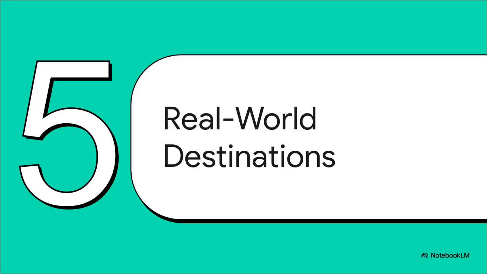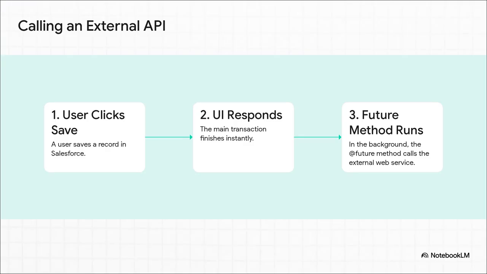Okay, so we know what it is and we know the rules. But why bother? Where is this VIP lane actually useful? Let's talk about some real-world destinations, the things you'll actually use this for. This right here is the absolute classic example. The number one reason people use @future. It's for calling an external system or an API.